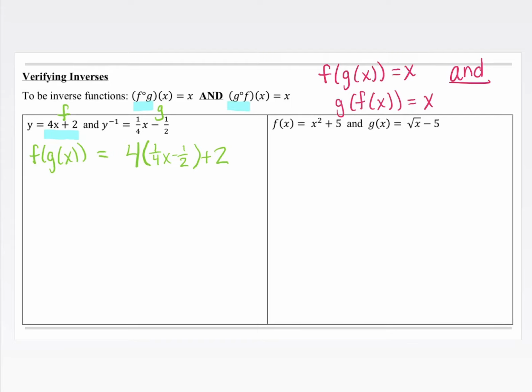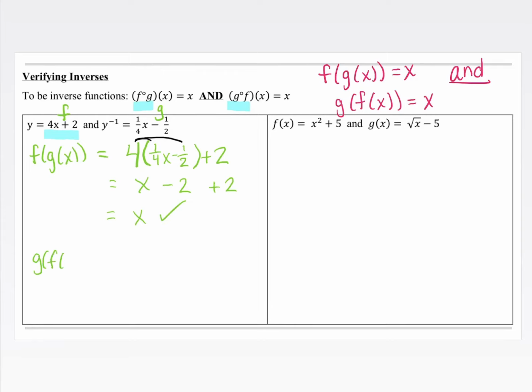Now I can simplify and distribute and see if I get x as my answer. So if I distribute, I end up getting 4 times 1/4 x equals x. 4 times negative 1/2 is negative 2, and then plus 2. So after I combine my like terms, this equals x, so it is true. However, we're not done yet. We have to make sure that g of f of x also equals x.